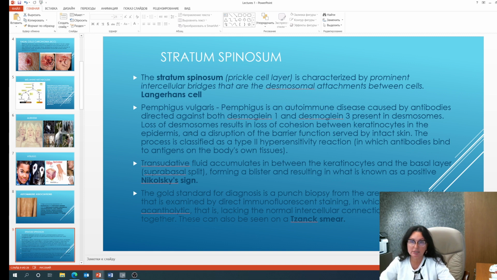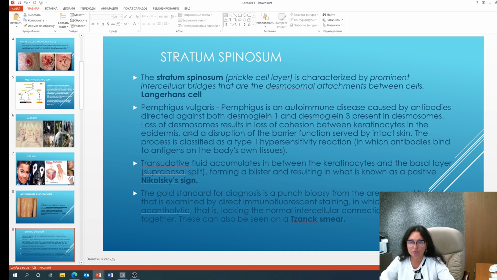cohesion between keratinocytes in the epidermis and a disruption of the barrier function served by intact skin. The process is classified as a type 2 hypersensitivity reaction in which antibodies bind to antigens on the body's own tissues. Transudative fluid accumulates between the keratinocytes and the basal layer, a suprabasal split, forming a blister and resulting in what is known as a positive Nikolsky sign.